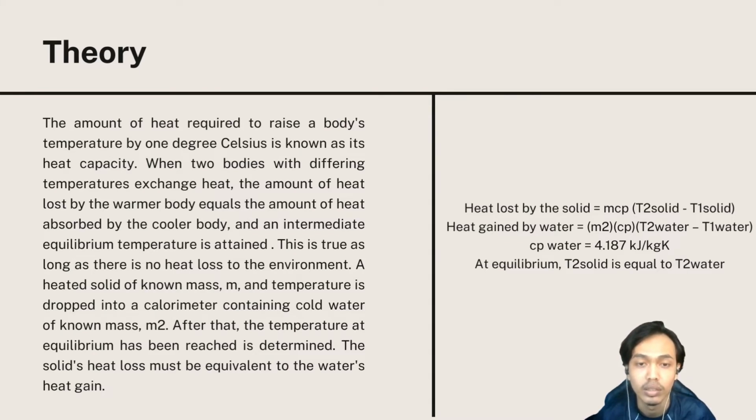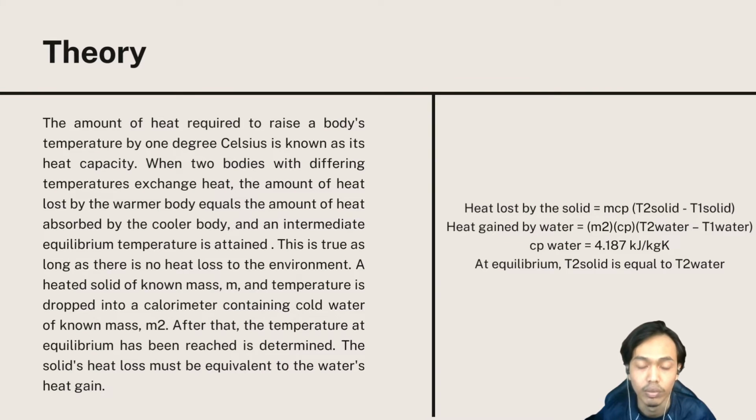This is true if the experiment is done in a closed system, which means no heat loss to the environment. Then a hot solid of known mass m and temperature is dropped into a calorimeter containing cold water of known mass, which is M2. After that, the temperature at which equilibrium has been reached is determined. The solid's heat loss must be equivalent to the water's heat gain.